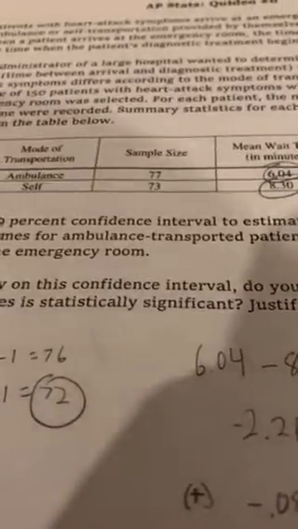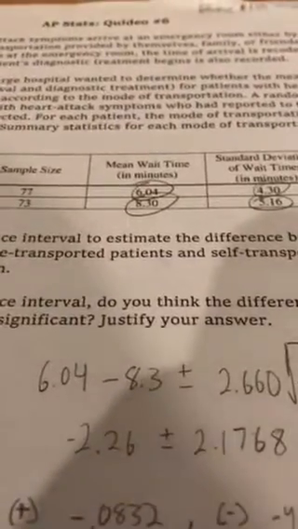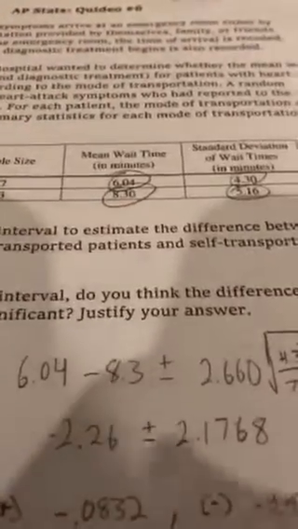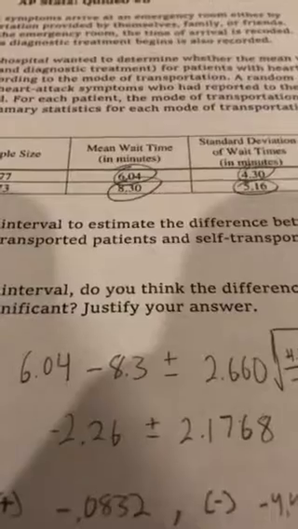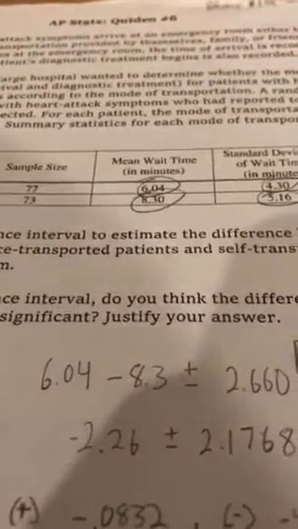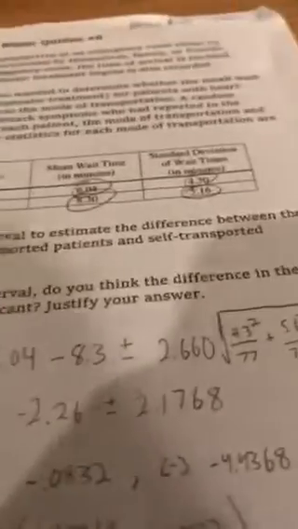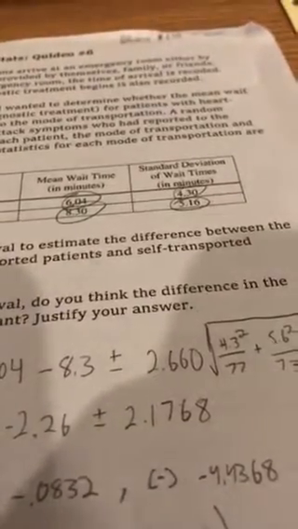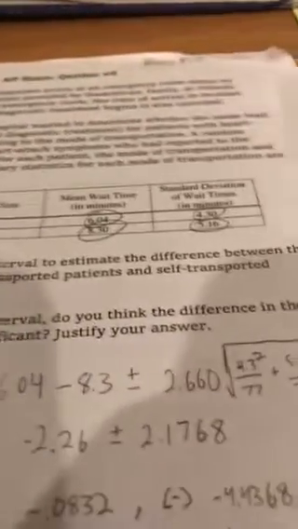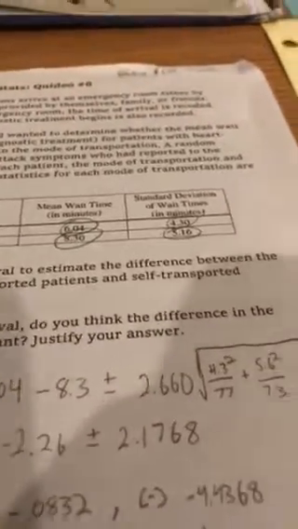The mean wait time, for both of these, the ambulance is smaller. So the ambulance mean wait time is around 6 minutes, and if you take yourself, it's around 8 minutes. And then the standard deviation of wait times is 4.3 for ambulance, and for yourself, a friend or family taking you, it's 5.16.